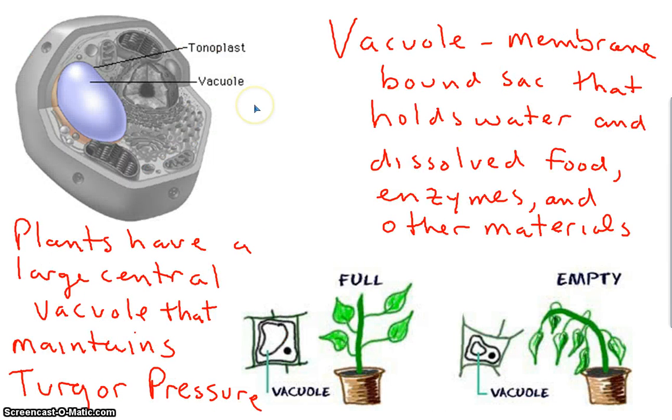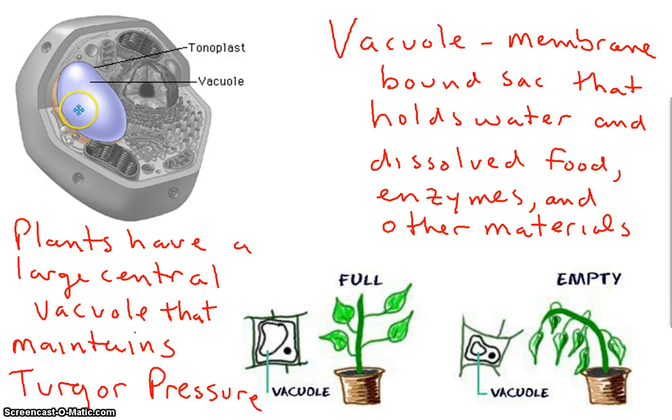The second sac that we're going to look at is the vacuole. And all cells have vacuoles. Animal cells tend to have many smaller ones, but it's plants that we're going to focus on because they've got a large central vacuole. And a vacuole is a membrane-bound sac that holds water, and within that water there can be dissolved foods, enzymes, and other materials, sometimes waste materials for disposal that we'll talk about.